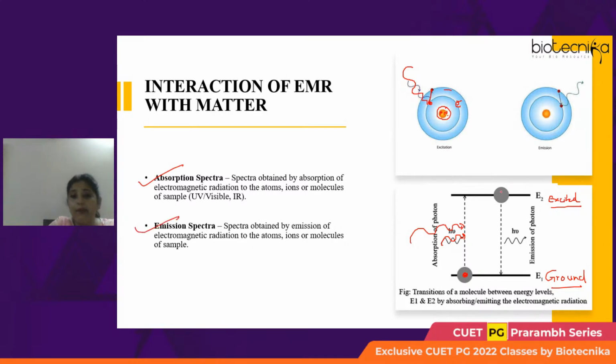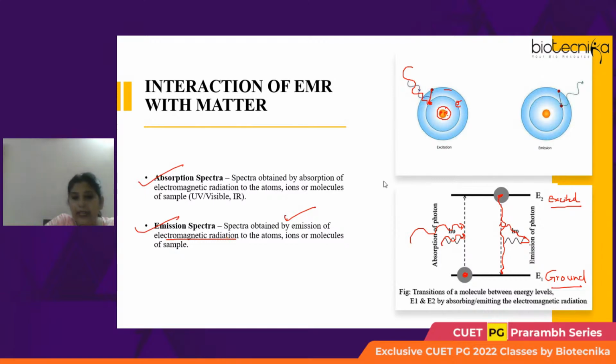However, when you are studying emission spectra, so emission of light, how is it obtained? The electron will again come back to the ground state, and in doing so, it releases photons of light. So the spectra obtained by emission of electromagnetic radiation is the emission spectrum. Okay. And fluorescence spectroscopy is a type of emission spectroscopy. So broadly, we have divided spectroscopy into two parts, absorption and emission.